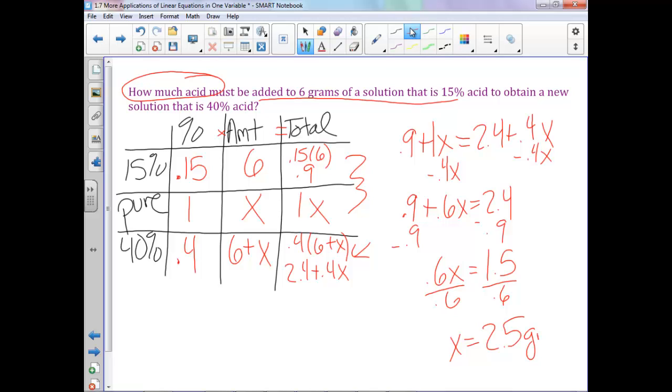.5 grams is how much we are adding. The key thing on this whole entire section is remembering those charts and setting them up correctly.